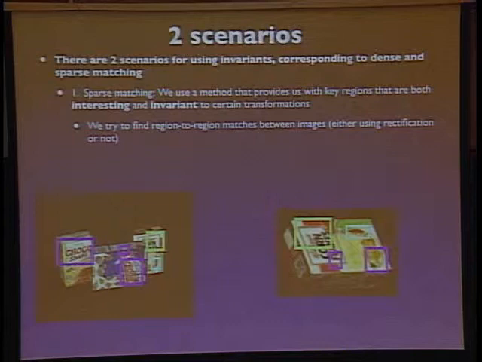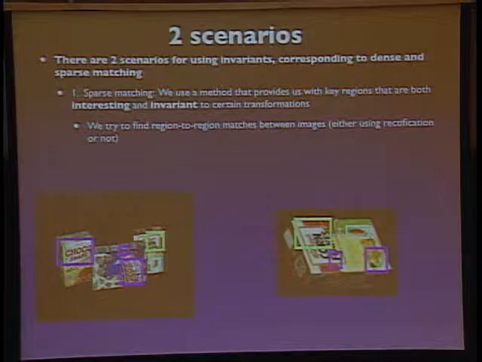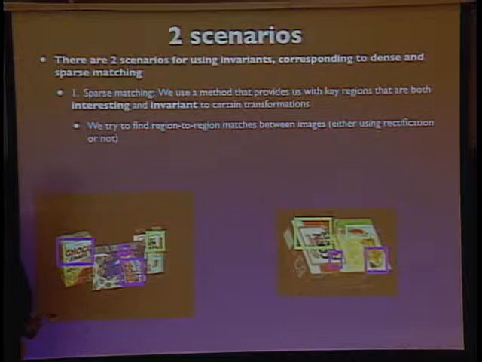Now, there are basically two different scenarios in which we would use the notion of an invariant. They correspond to the two different scenarios I told you about when we're doing object detection. If you remember, the first one is called dense matching, in which you would take a box and scan through the image. For every location in the image, you would say, well, is the cornflake box here? No. Was it here? No. Is it here? No. Is it here? No. And so on. Sparse matching is the opposite of that, where you use some kind of pre-existing mechanism for telling you what parts of the image are interesting, salient, any of those vague terms. Then you would just look for matches for the cornflake box at those isolated locations.